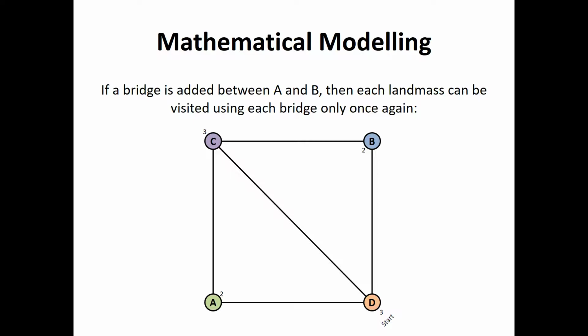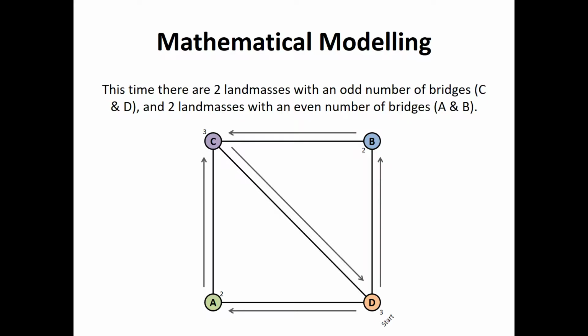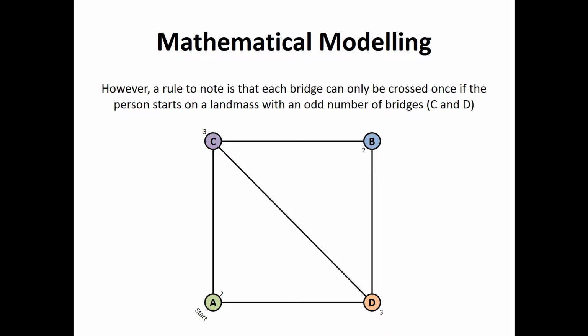So we add a bridge between C and D just to, I guess, make the puzzle a bit more complicated. And as you can see, starting from the landmass D, going up to B, to C, down back to D, A, and then back to C, this is actually solvable. So this time there are 2 landmasses with an odd number of bridges, C and D, and there are 2 landmasses with an even number of bridges, A and B.